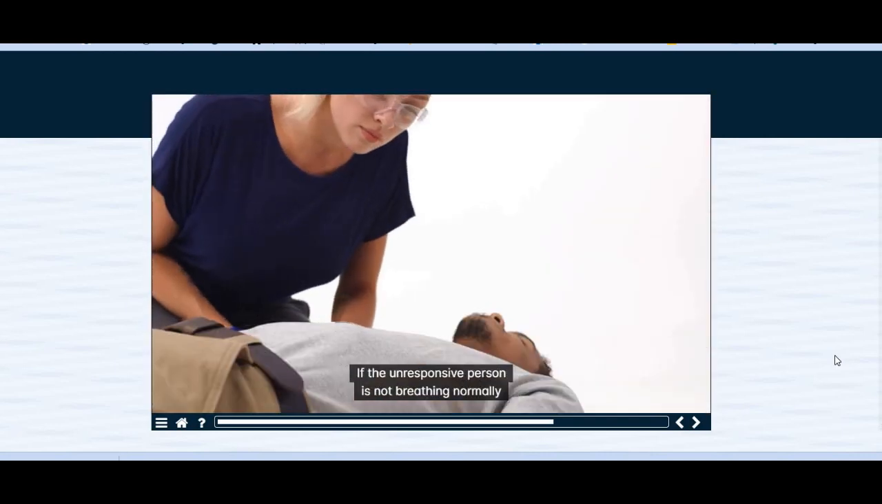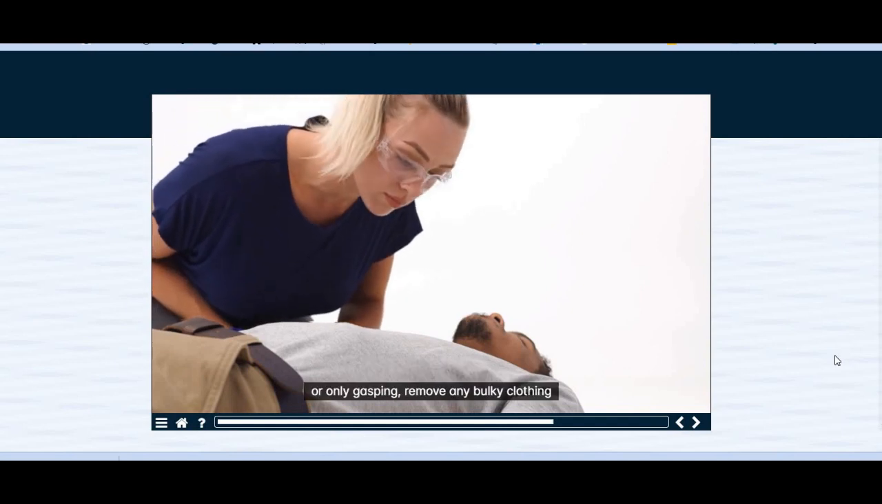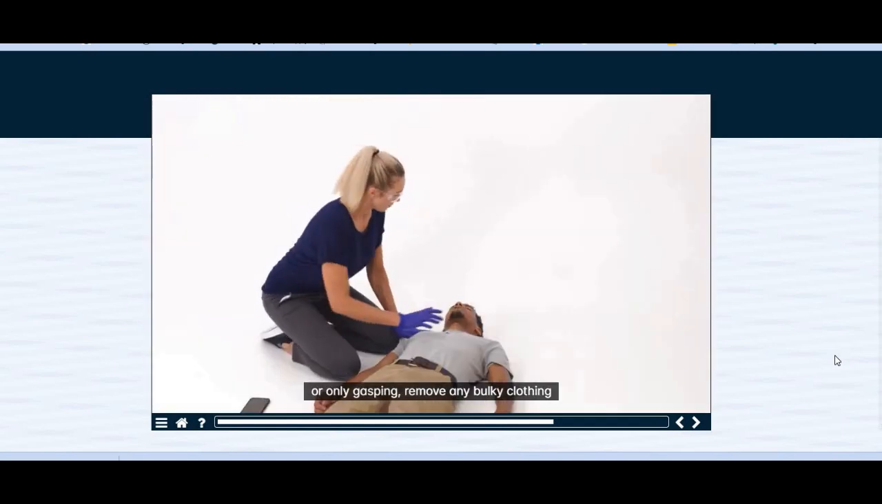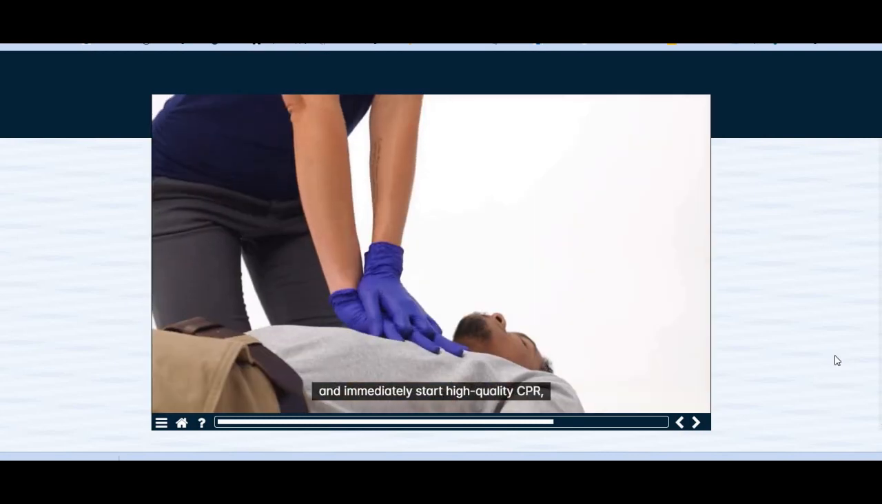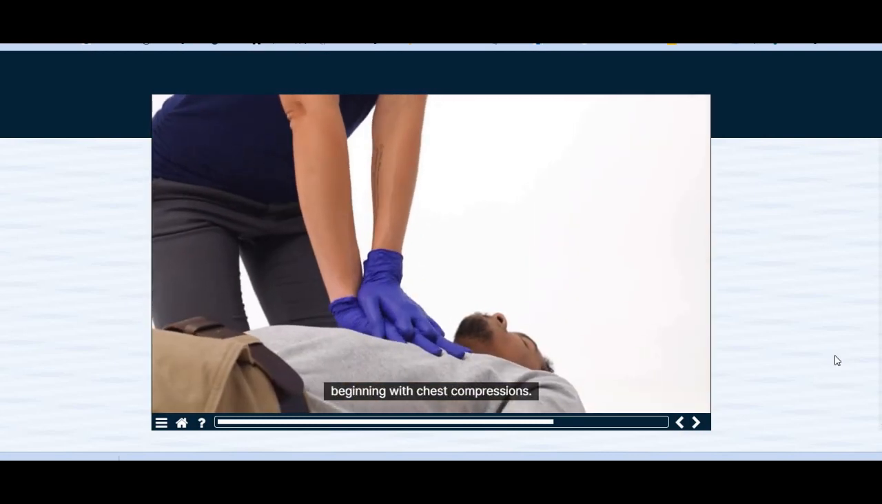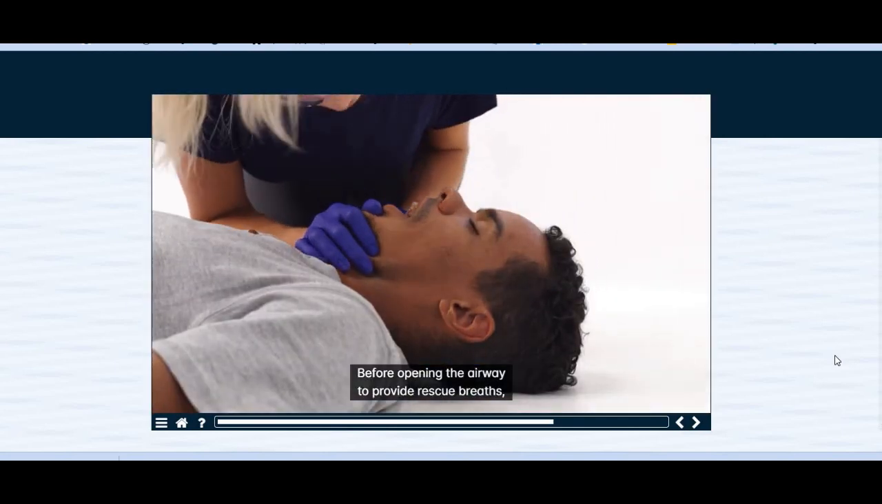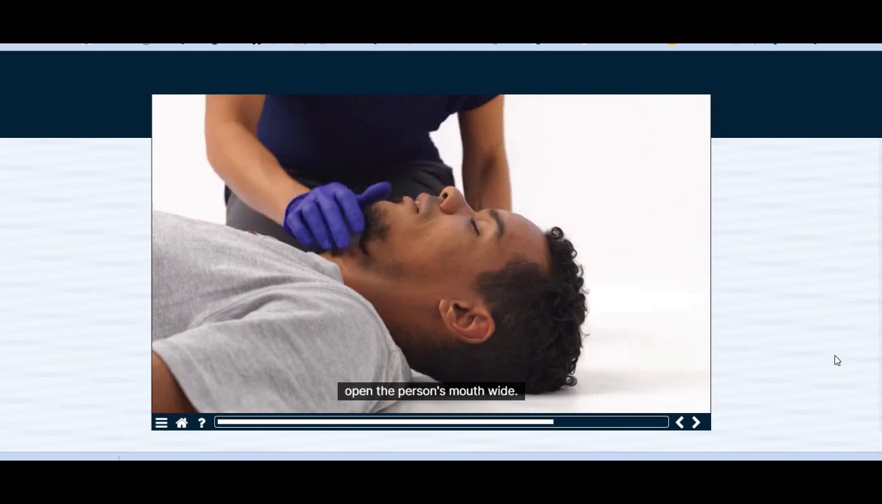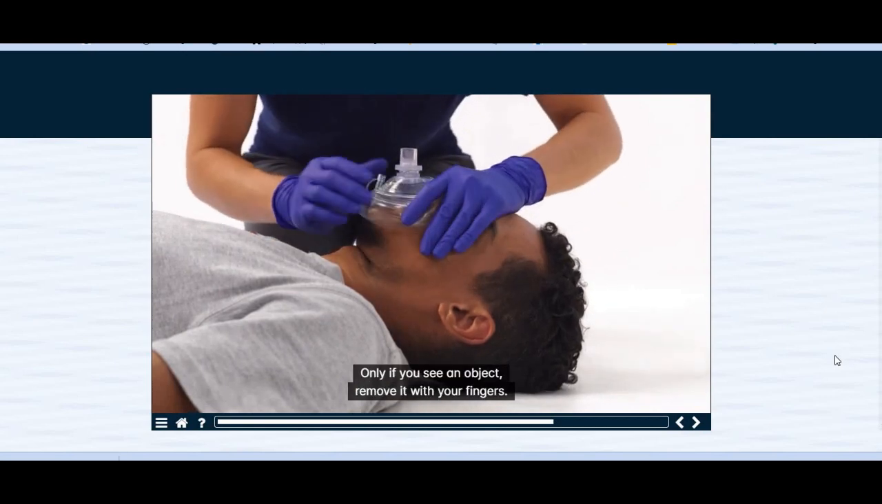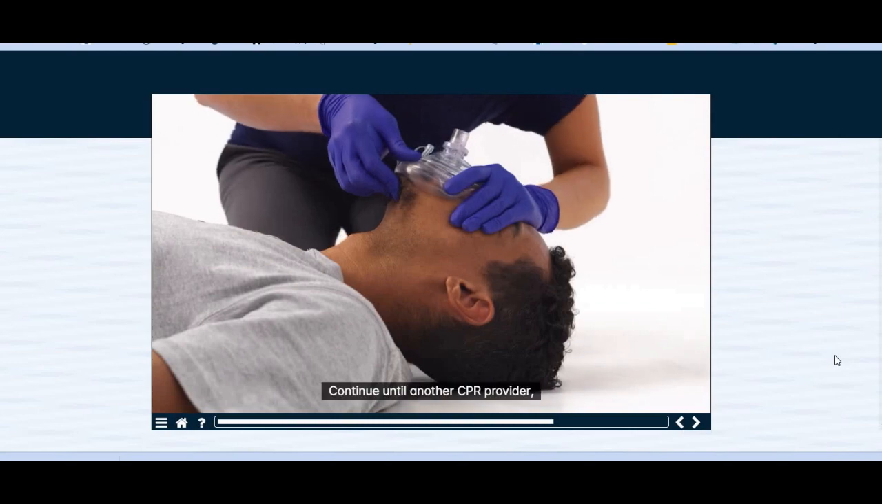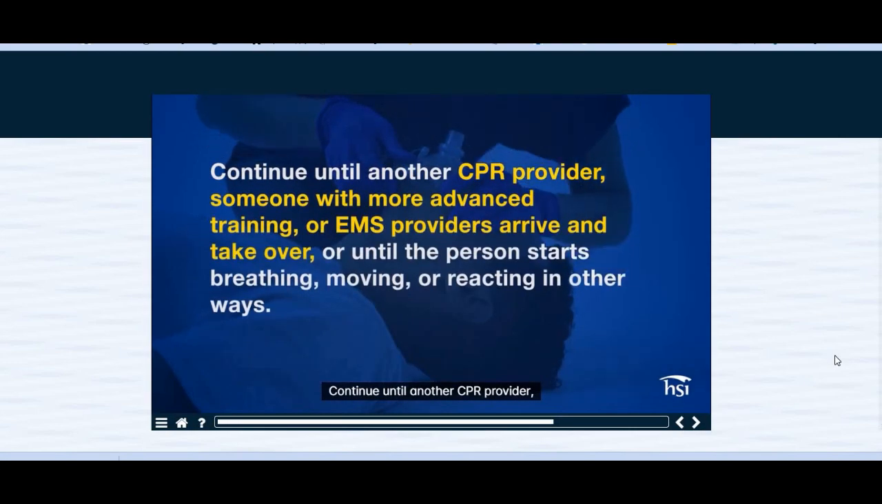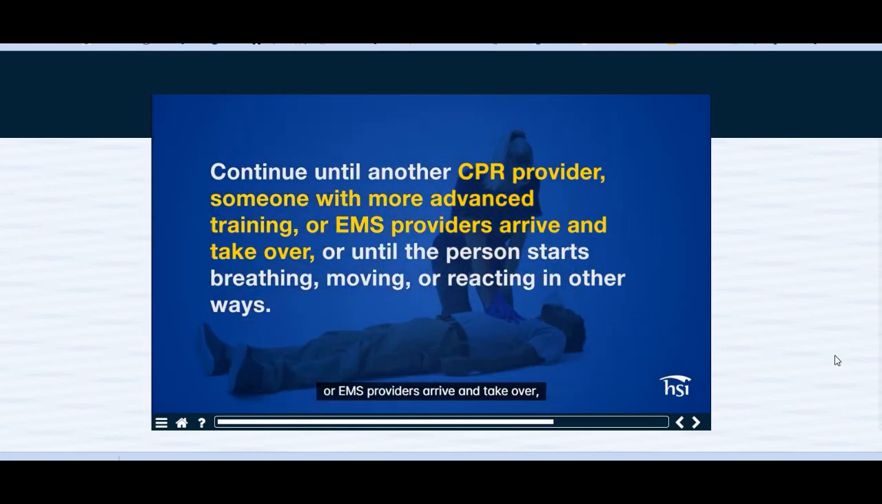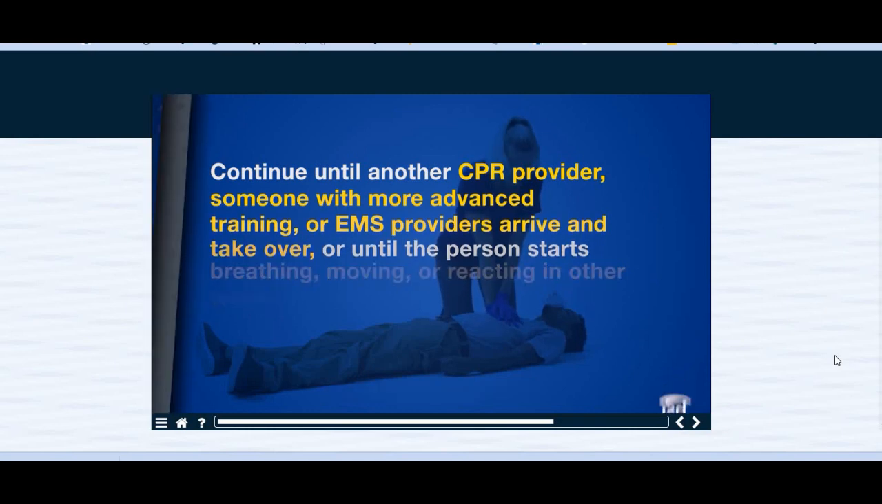If the unresponsive person is not breathing normally or only gasping, remove any bulky clothing from the person's chest and immediately start high-quality CPR, beginning with chest compressions. Before opening the airway to provide rescue breaths, open the person's mouth wide. Only if you see an object, remove it with your fingers. Continue until another CPR provider, someone with more advanced training, or EMS providers arrive and take over, or until the person starts breathing, moving, or reacting in other ways.